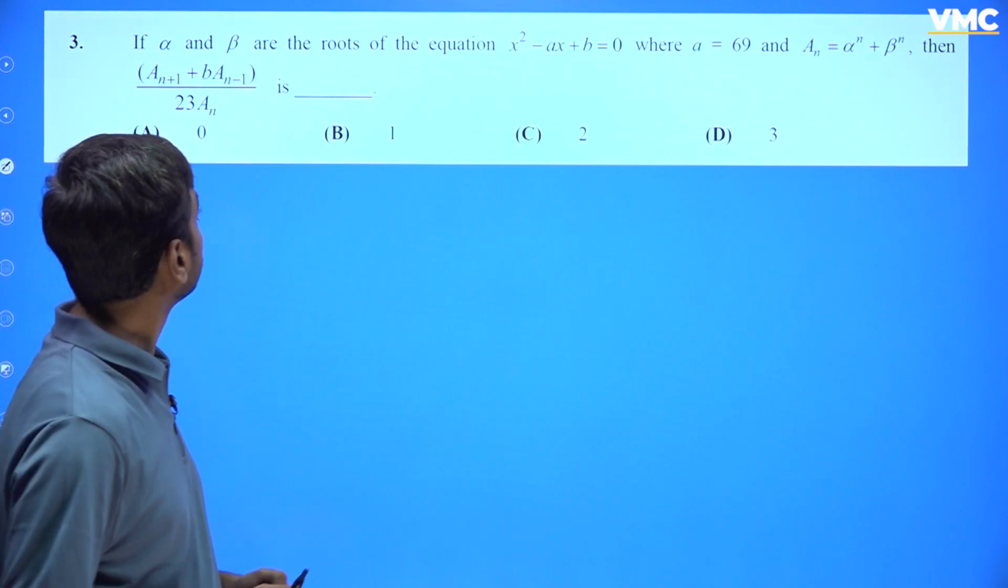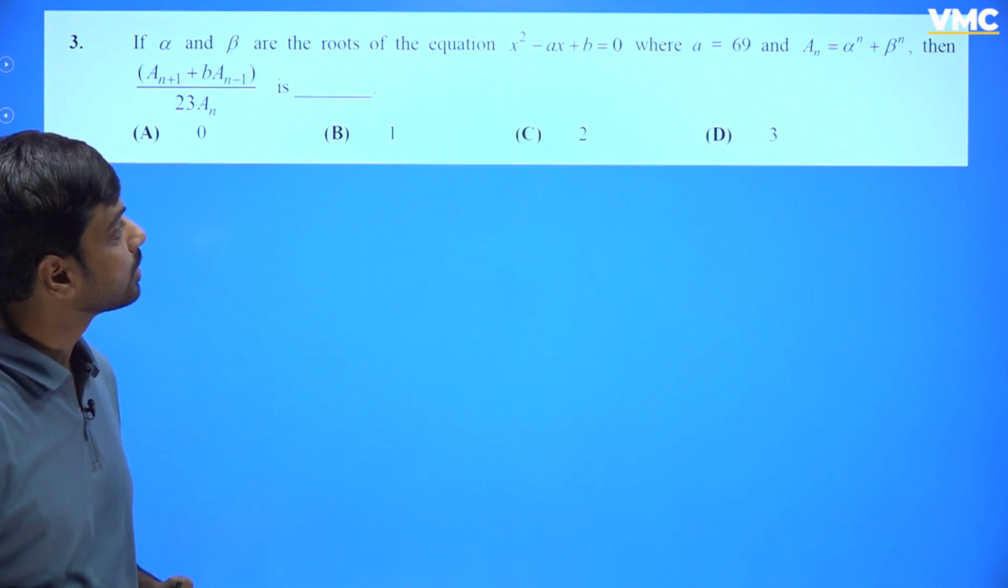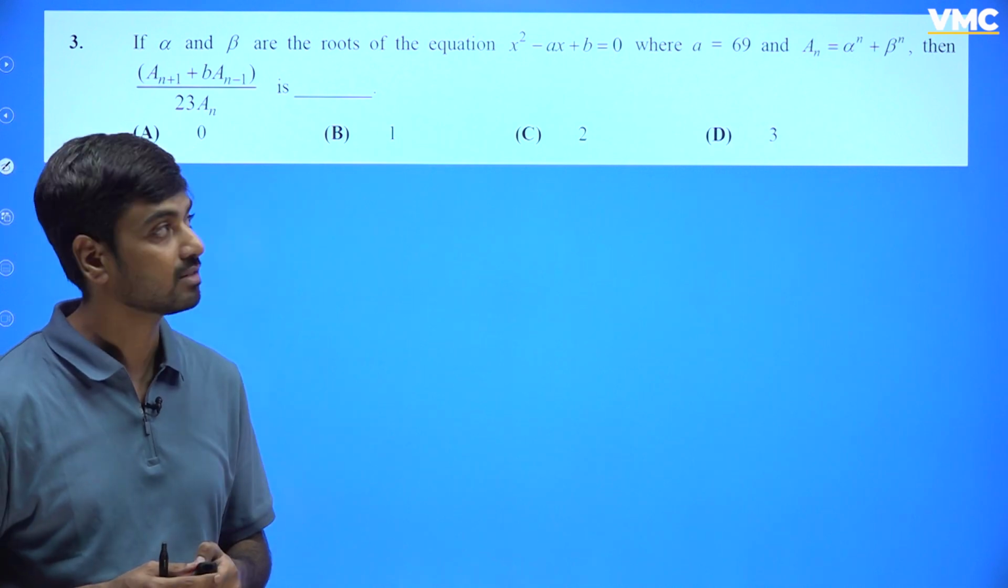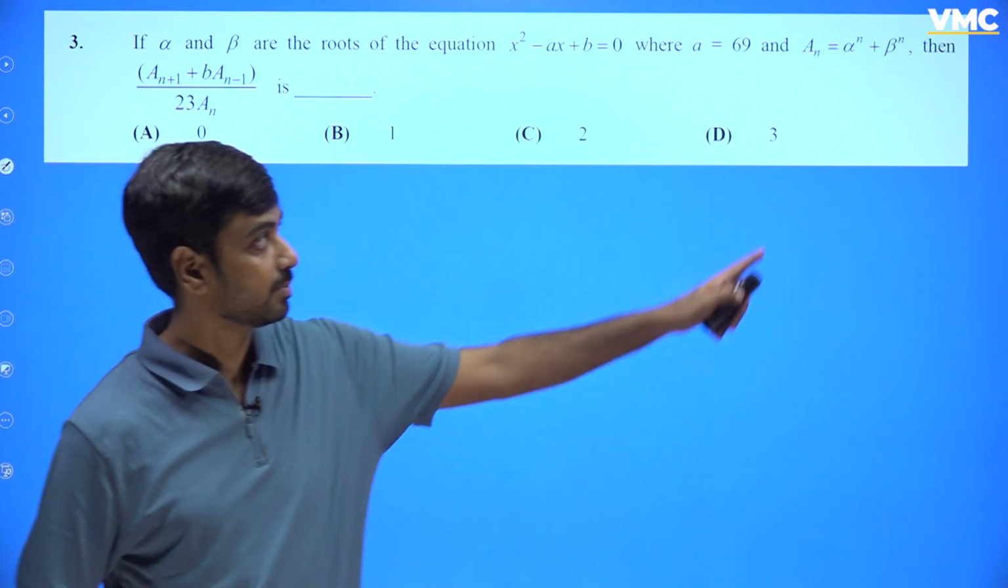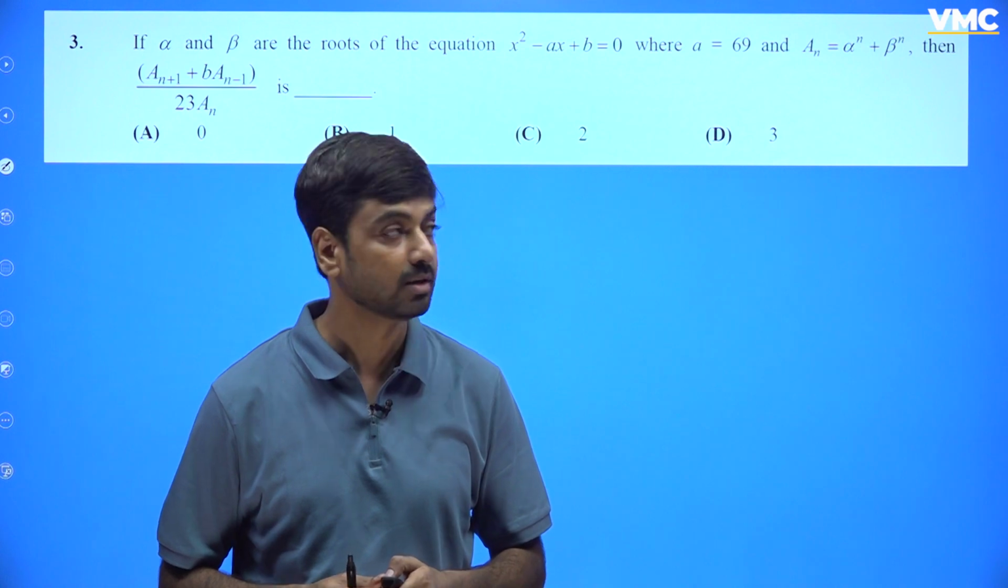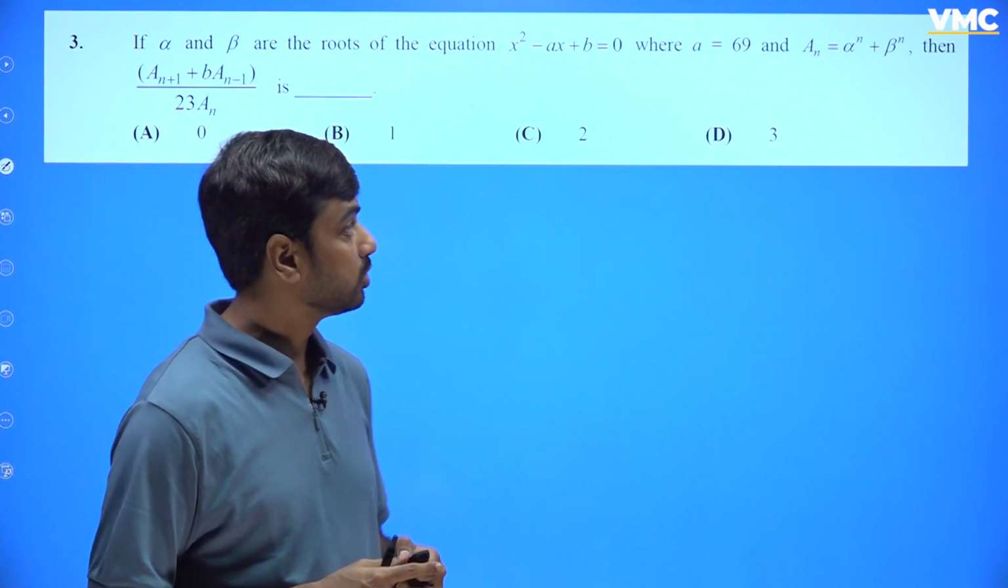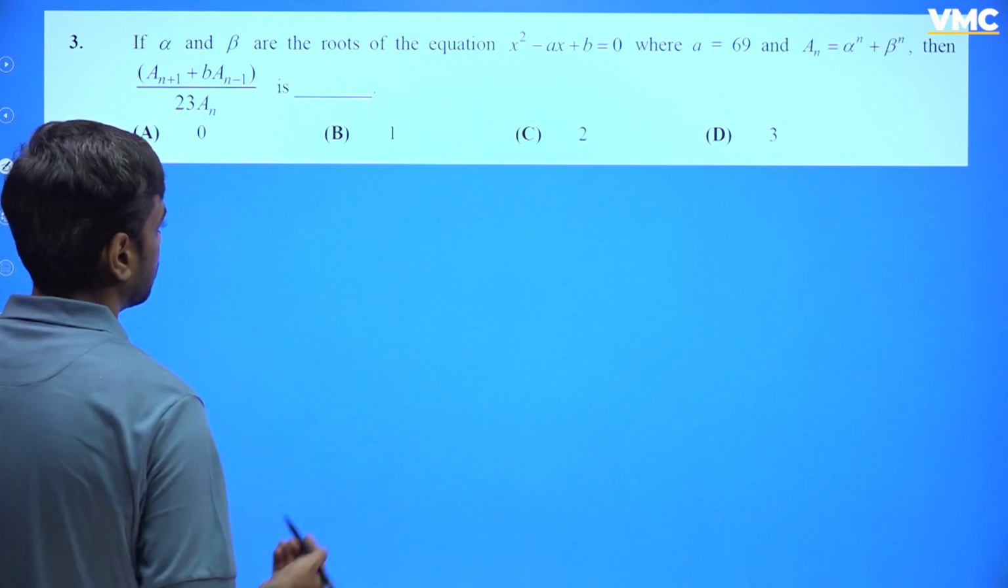In the next question, we have, if alpha and beta are the roots of the equation x square minus x plus b is equal to 0, the value of a is given, that is 69, and we have an expression an is equal to alpha raised to power n plus beta raised to power n. To answer this question, you must know Newton's identity. So first let me explain what is Newton's identity.